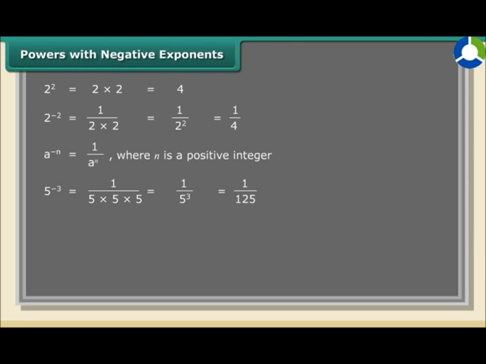5 raised to the power minus 3 is equal to 1 upon 5 into 5 into 5, which is 1 upon 5 raised to the power 3, which is 1 upon 125. 10 raised to the power minus 1 is equal to 1 upon 10. 10 raised to the power minus 2 is equal to 1 upon 10 into 10, which equals 1 upon 100, which is equal to 1 upon 10 raised to the power 2.